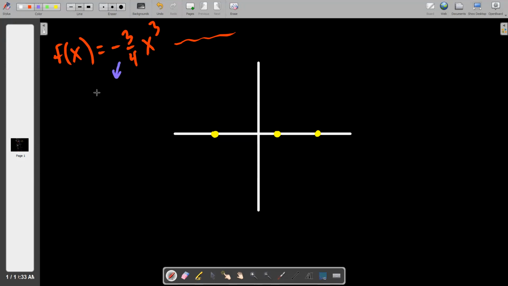I see that this number is negative, and I see that this exponent is odd. And so it's in one of my 4 categories, right? So what is the end behavior of a function that starts with a negative and an odd? That's right. It starts high, it comes in high, and it ends low, right?